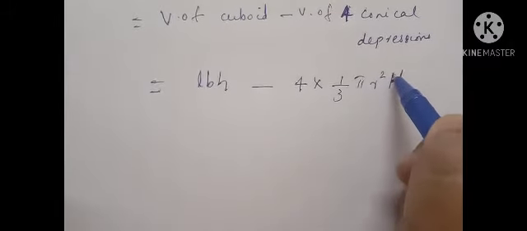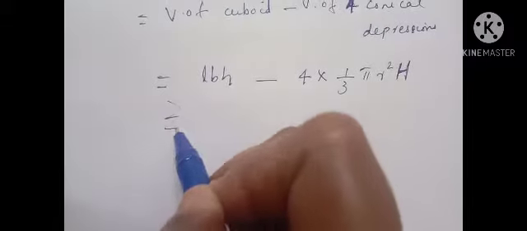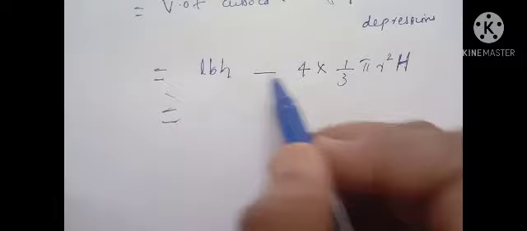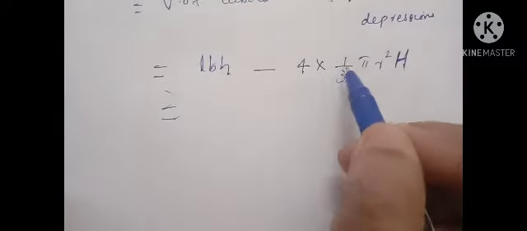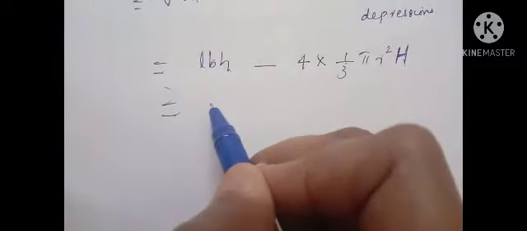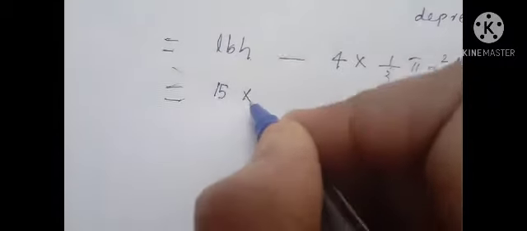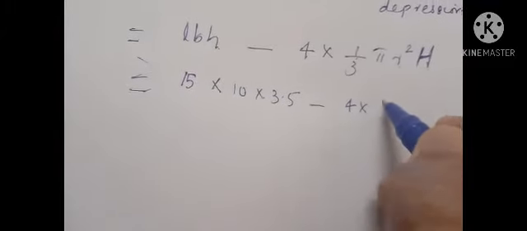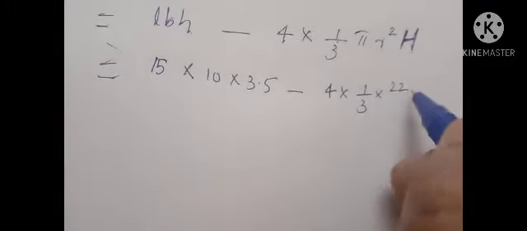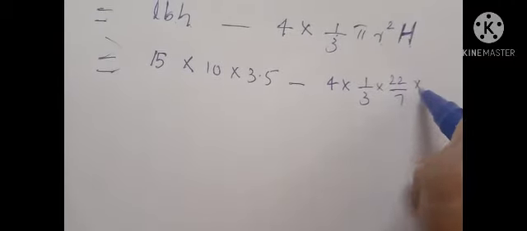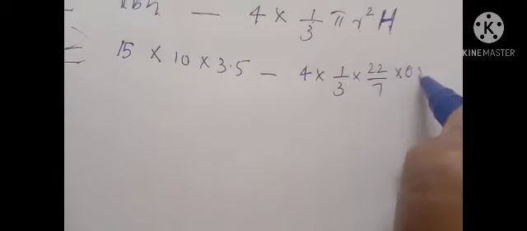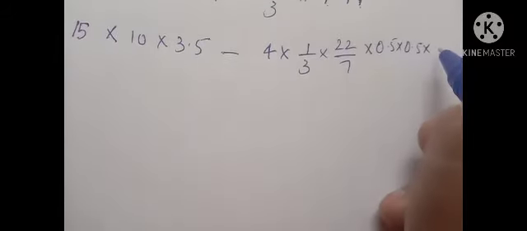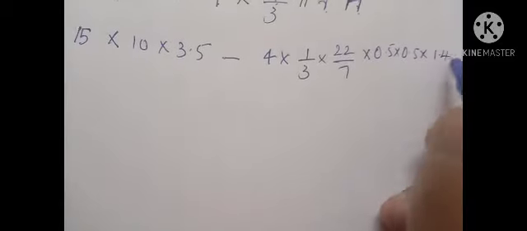Here we mention that height as capital H. Then we can give the values. Substitute the values of L, B, H and this R and H. Then pi also we can give as 22 by 7. Okay, so here 15 into 10 into 3.5 minus 4 into 1 by 3 into 22 by 7 into r is 0.5. So r square means 0.5 into 0.5. Then h is height, depth of the conical depression, that is 1.4 centimeter.